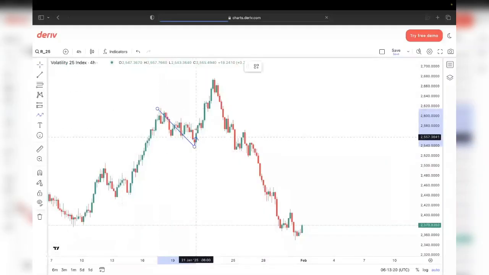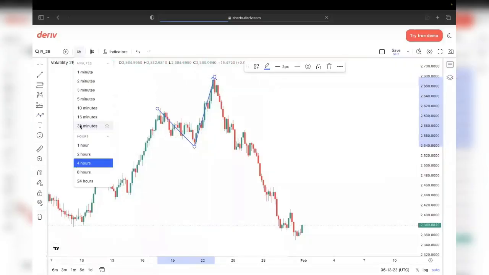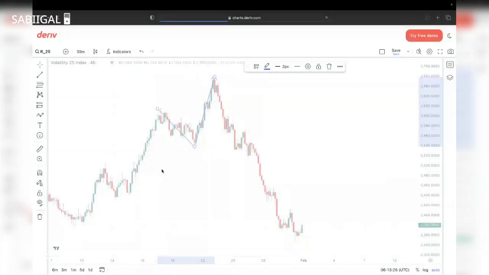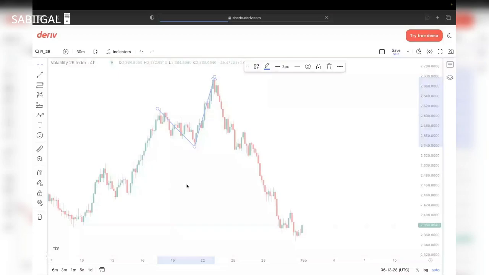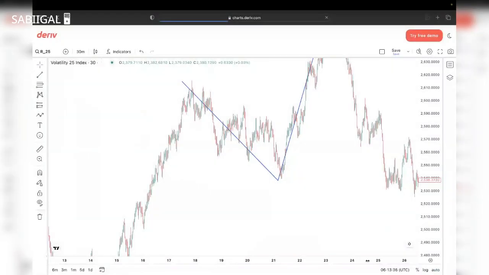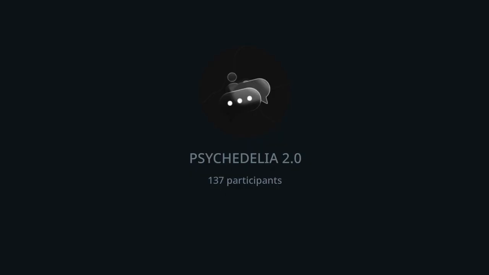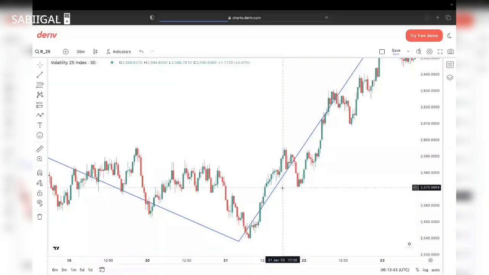Your external first, and then you mark out your internals from the lower time frame. Now go to 30 minutes or 1 hour. The corresponding time frame for 4 hours is 30 minutes or 1 hour. That's why whenever I mark structure in that time frame, I mark out the internals from the 30 minutes.